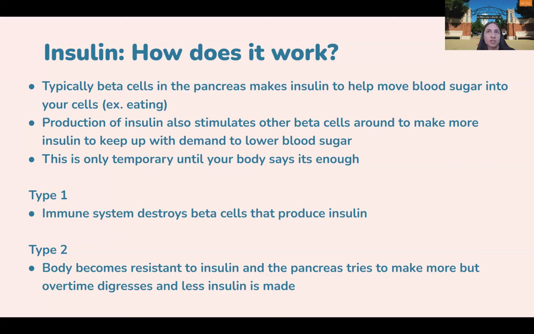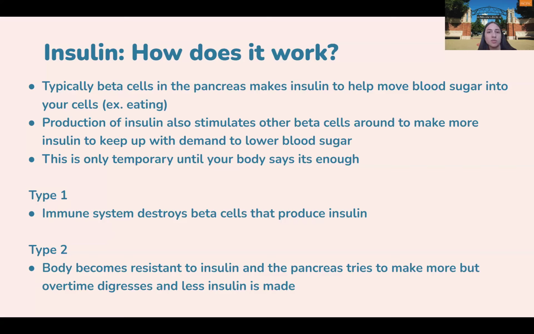And so the production of insulin also will stimulate other beta cells that are in the pancreas to make more insulin and keep up with the demand to lower blood sugar. And so when we consume any sort of food, the body then senses that sugar and then it's going to produce that insulin. And so we do mention here just the two types of diabetes. So there's type 1 and type 2.